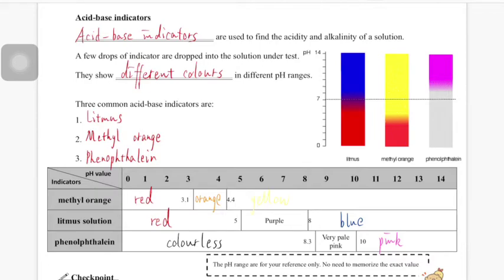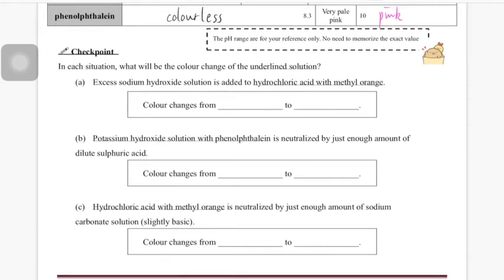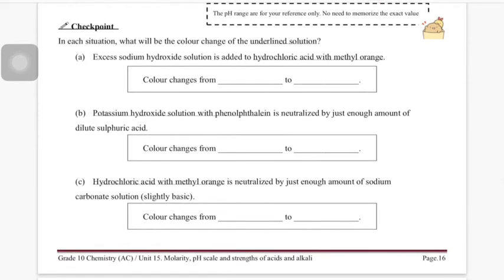so I will not ask you whether methyl orange shows orange or red at pH 3.7. There is no need to memorize the exact value, but you should be able to tell what's the color in acidic condition and what's the color in alkaline condition. Okay, so let's check your understanding by completing these three equations. So pause the video here and check your answer.